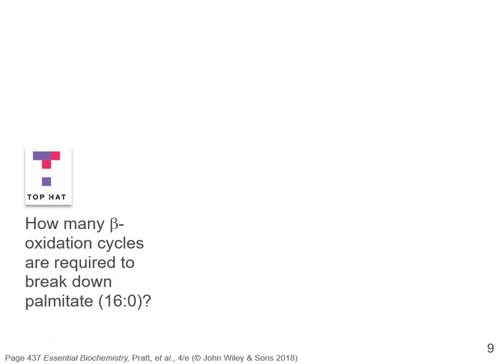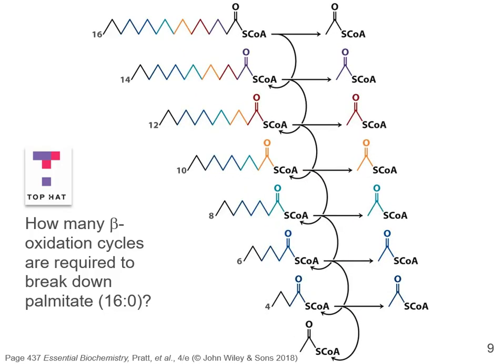So the next question I would have asked you on Top Hat this morning was, how many beta oxidation cycles are required to break down palmitate, which has 16 carbons? The temptation is to say 8, but the answer is 7, and that's illustrated here.